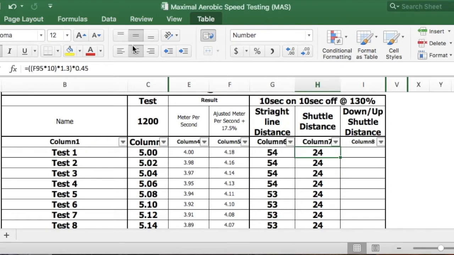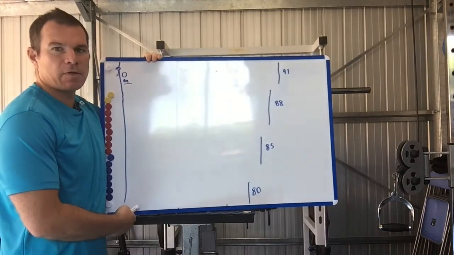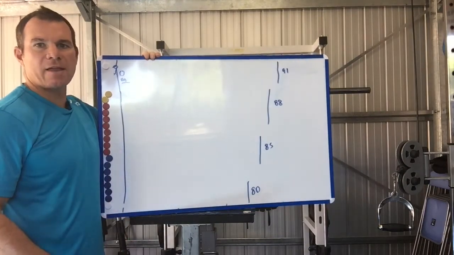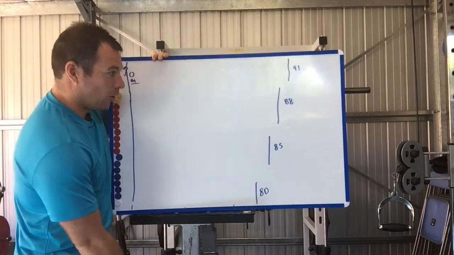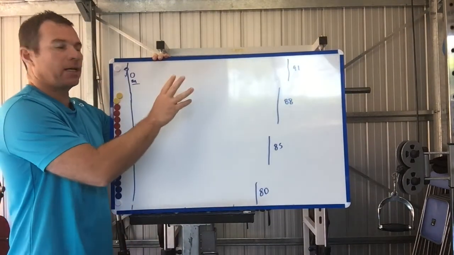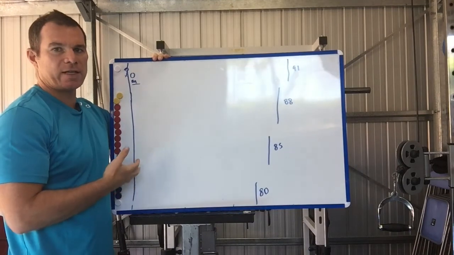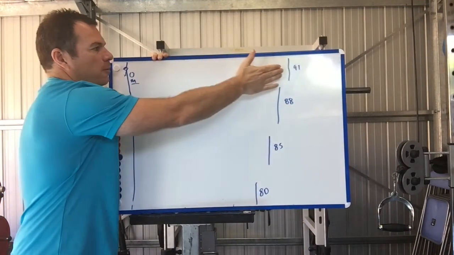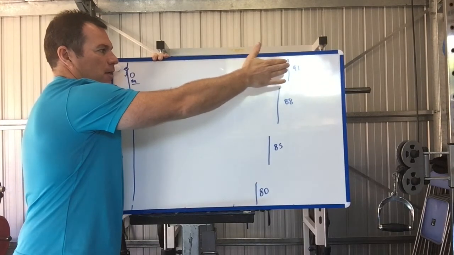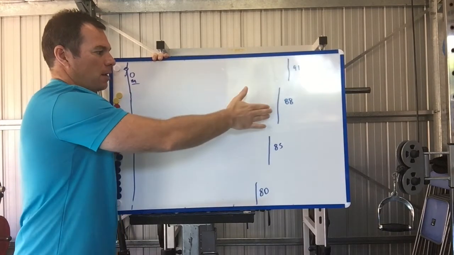Okay, let's move on to how you actually conduct these intervals on a whiteboard so you've got a visual presentation of how that works. So now it's time to do some MAS interval running. What I've got here is a little demonstration of, just say this was a straight line task. They had 20 seconds on and 10 seconds off. So I've grouped them into this group here, can get 91 meters, 88, 85 and 80.